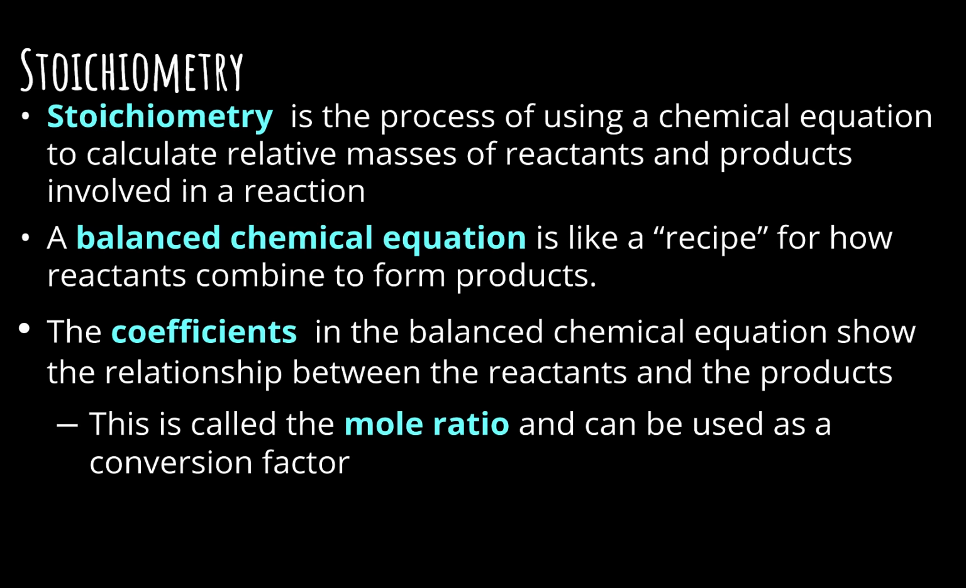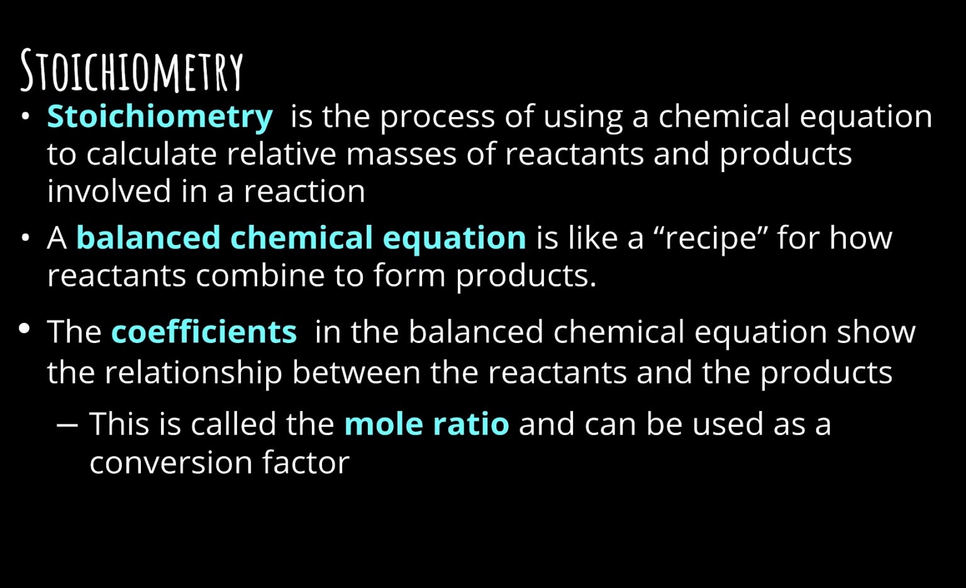So stoichiometry is the process of using chemical equations to figure out relative masses of reactants and products in a chemical reaction. A balanced chemical equation that we've learned how to write over the past couple of chapters is like a recipe for how reactants combine to form products. It tells us how many reactants we need to make a certain amount of products. The coefficients in that balanced equation show us the relationship between the reactants and products.